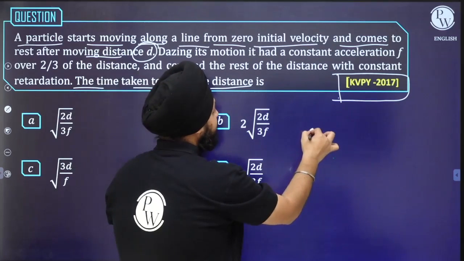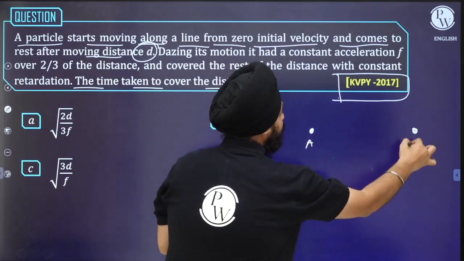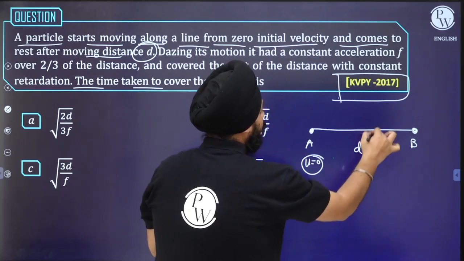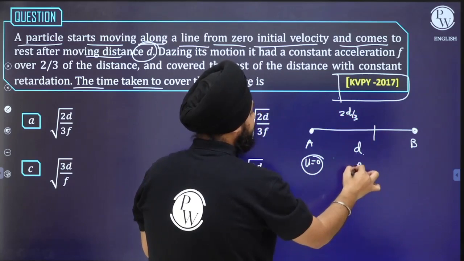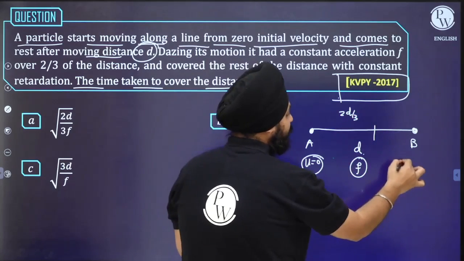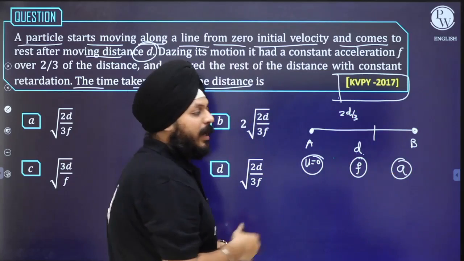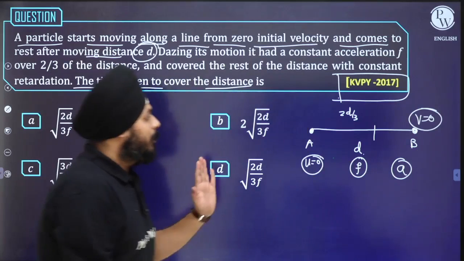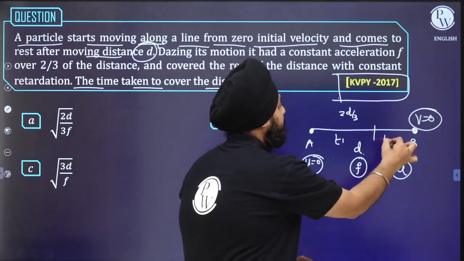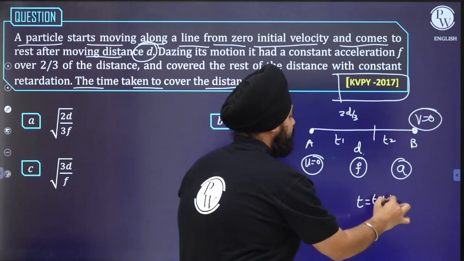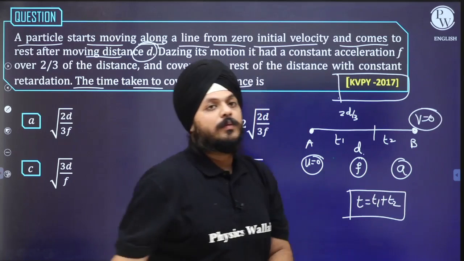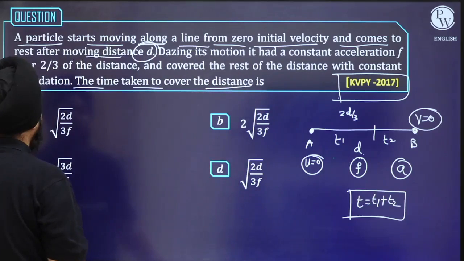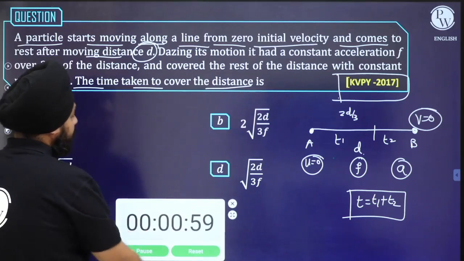Let us take an example: the particle starts from A and reaches B with initial velocity 0. Suppose this distance is d. For 2d by 3 of the distance, it is continuously accelerated by f, and after that it is continuously retarded by a. Again it reaches with velocity 0. So what will be the total time of the journey? That will be t1 plus t2. Let's give you all a minute to solve. Come on everyone, the timer has started.